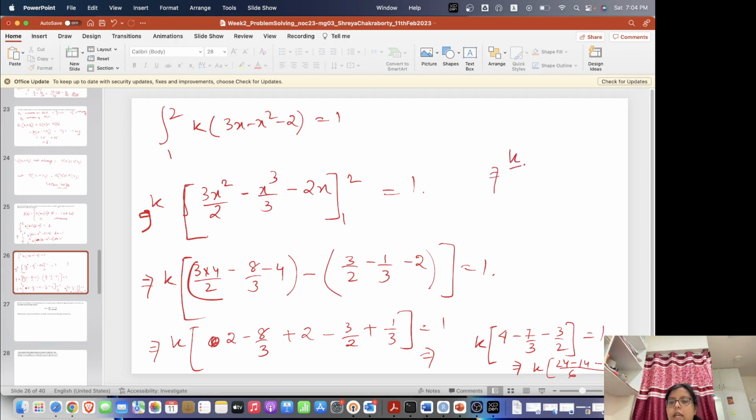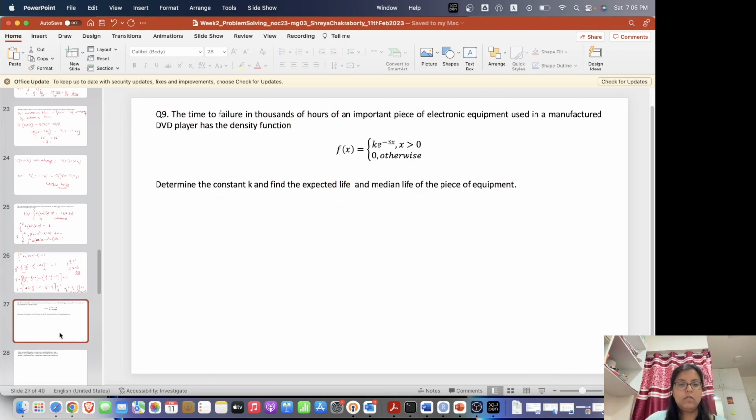So it implies k by 6 equal to 1, and then k is 6. This is the answer. Everybody got it? Yes, ma'am. Okay. So we'll proceed to the next one.